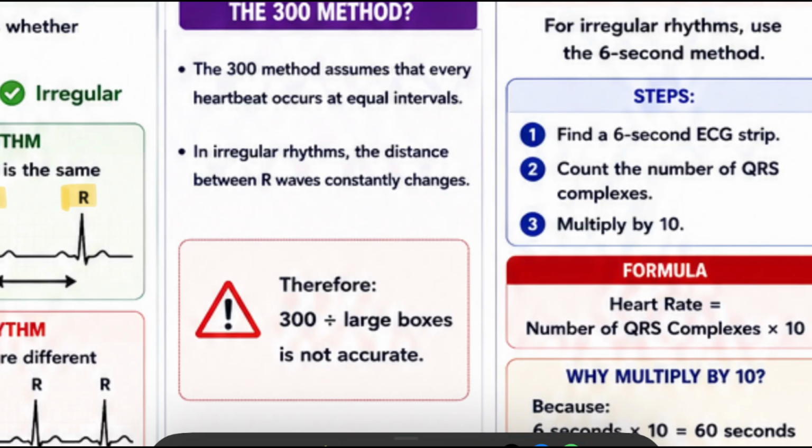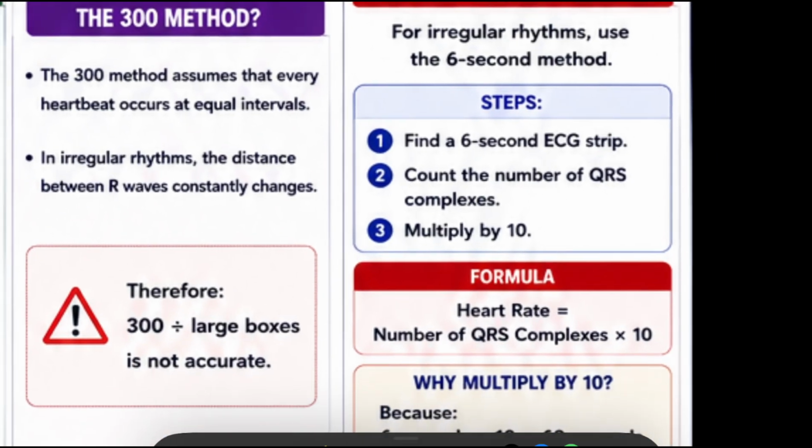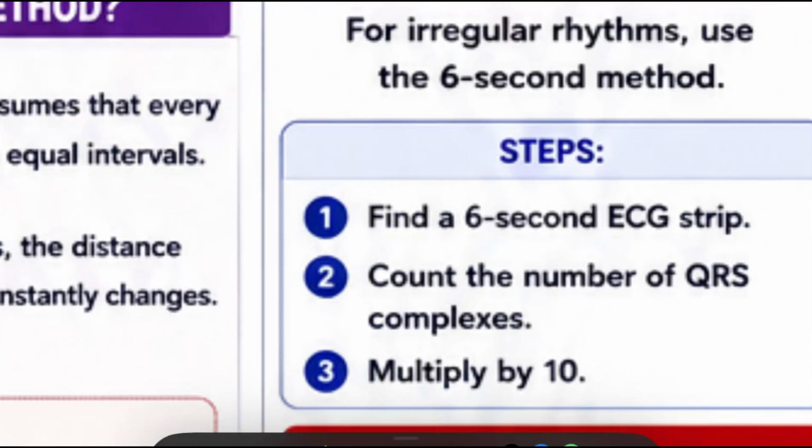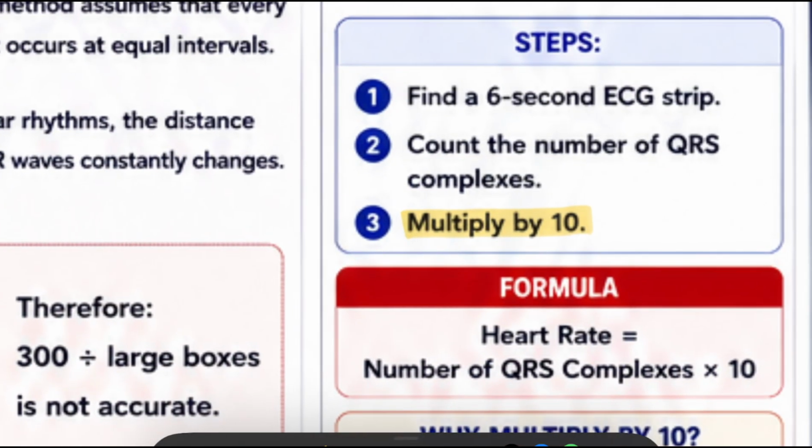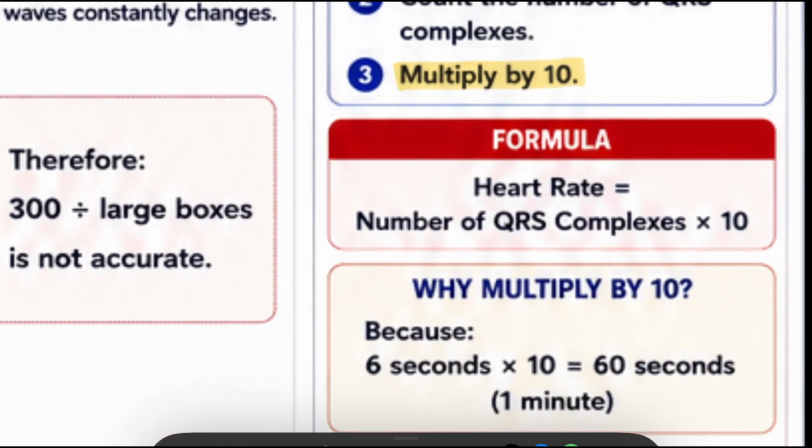Okay. So the 6-second method, what is it? For irregular rhythms, use the 6-second method. The steps are: find a 6-second ECG strip, count the number of QRS complexes, and multiply by 10. Why multiply by 10? Because 6 seconds times 10 equals 60 seconds.